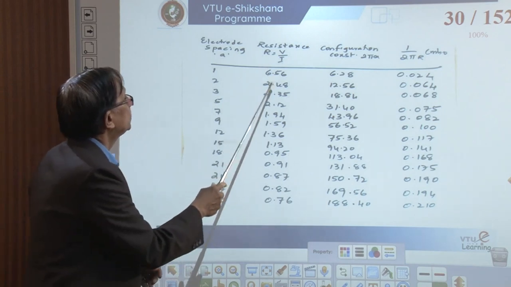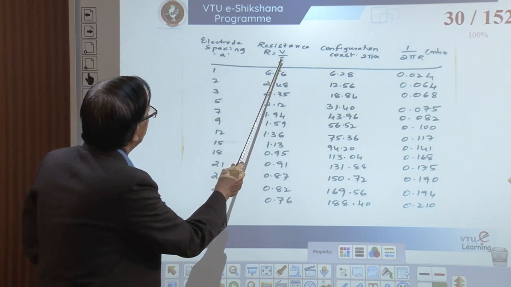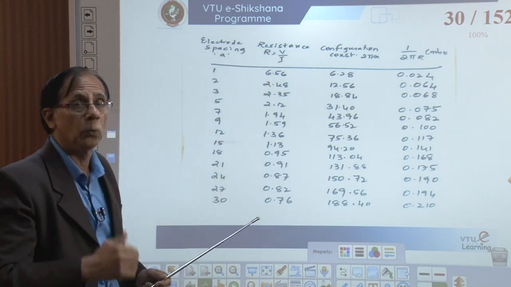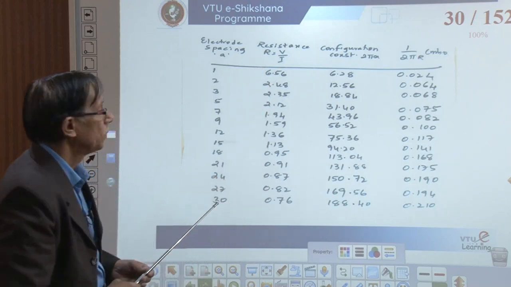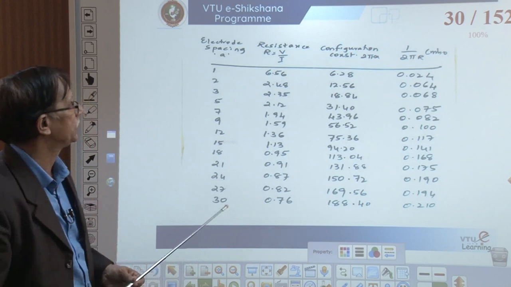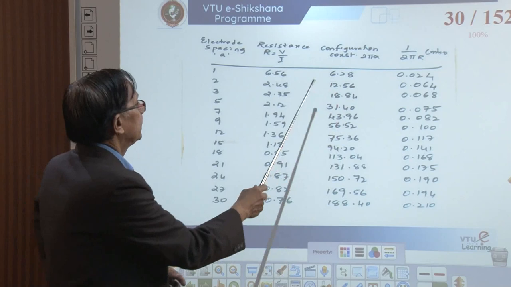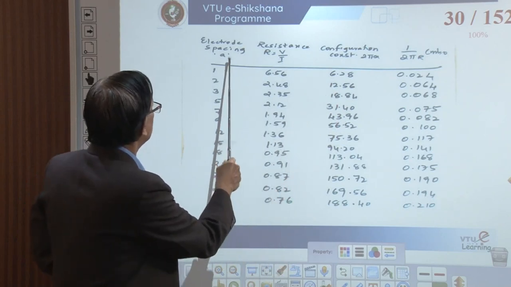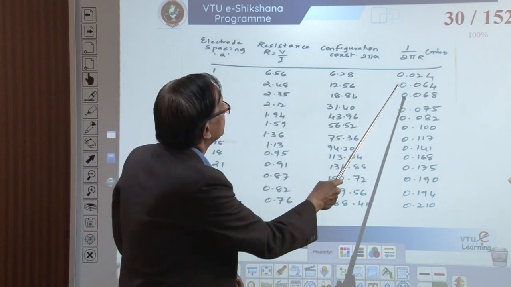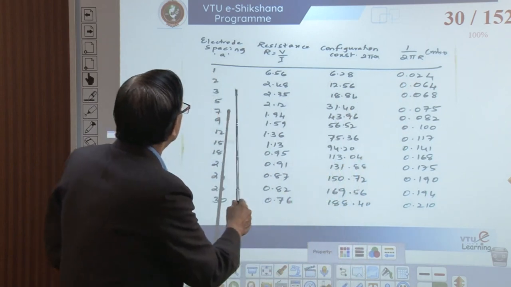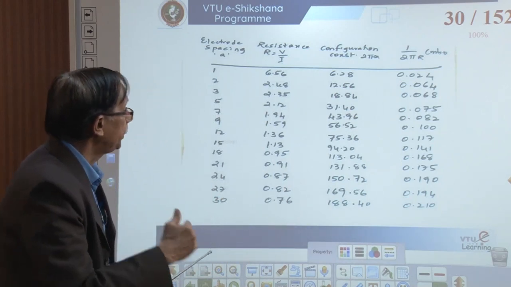Then the resistance we get from that formula we know. We have measured the voltage and current, so we can calculate R from the instrument records. Then the configuration constant is 2 pi A, 2 pi into A is known here, and this is the value. So, this is the data we have.